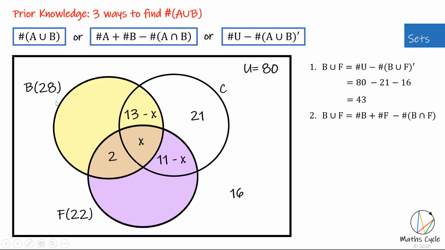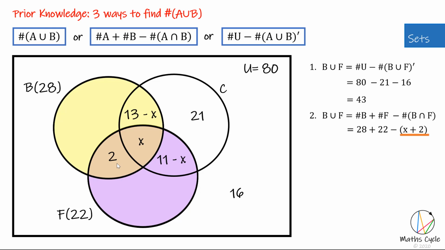So we can see over here that the number of elements in B, cardinal number of B, is 28, cardinal number of F is 22, and then the intersection of B and F is this orange bit where we have a 2 and an x. So to put those two together, we can simply say x plus 2. So we have 28 plus 22, subtract the intersection, which is x plus 2. And please remember to put brackets on the x plus 2 so that we treat it as a compound. Okay, that the x and the 2 belong together. So it's minus brackets x plus 2.